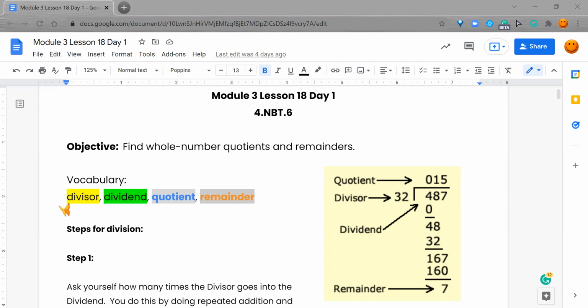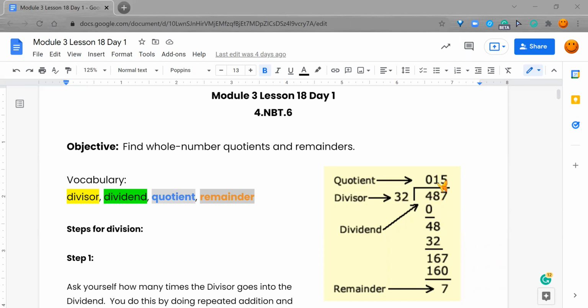Okay, here we go. Look at our vocabulary words, you guys: divisor, dividend, quotient, and remainder. What's the divisor, you guys? Yes, it is how many we need in a group. What is a dividend? Great job, you guys. It's the total amount of what we have.